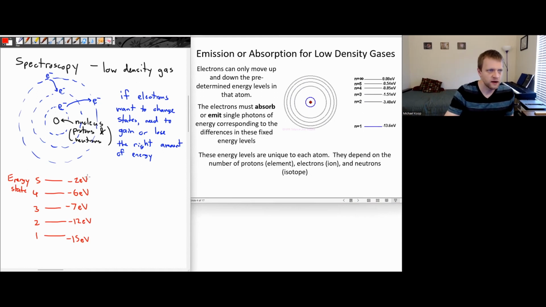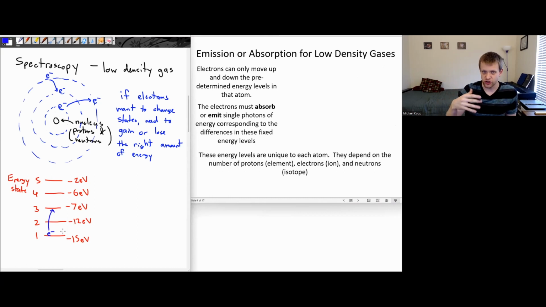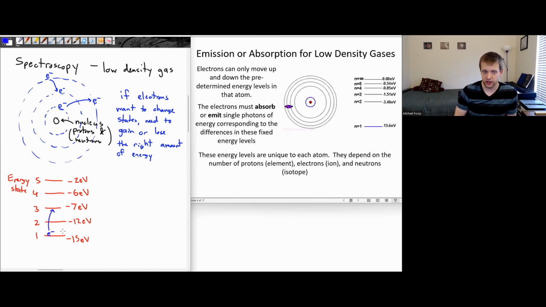And let's say I've got an electron that's starting in some energy state. Typically, if left on their own, electrons are going to be in the lowest energy state possible. So let's say we've got an electron starting down here. And that electron, let's say it wants to jump from the first energy state to the third energy state. It wants to jump from negative 15 eV to negative 7 eV. Well, in that case, it needs to absorb just the right amount of energy in order to make that jump.